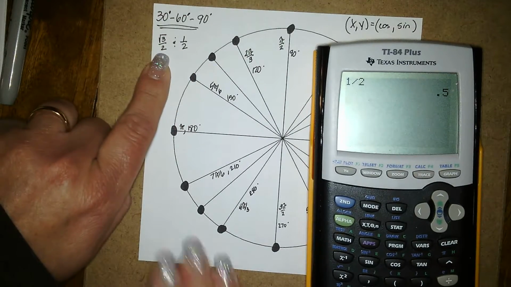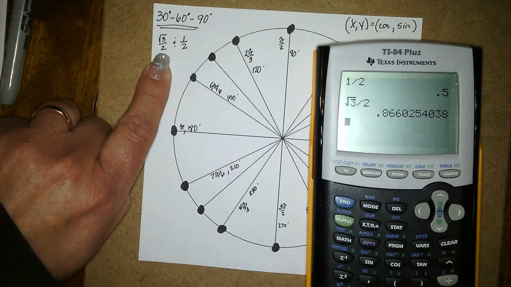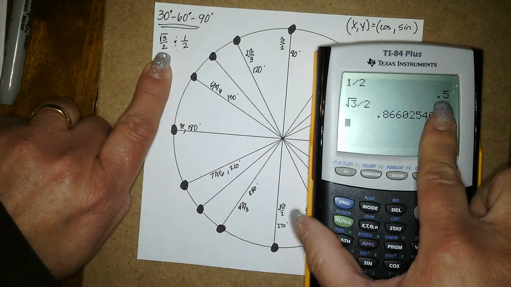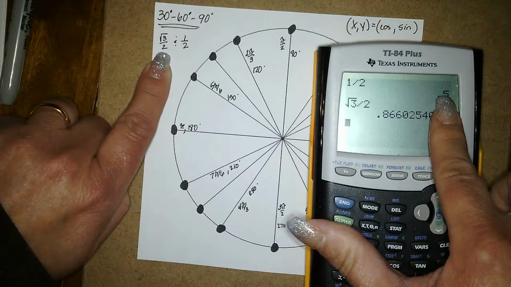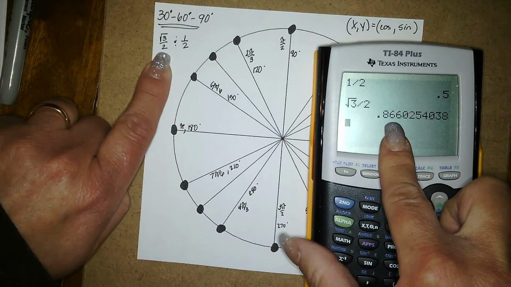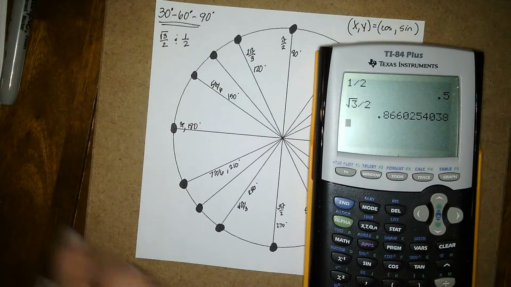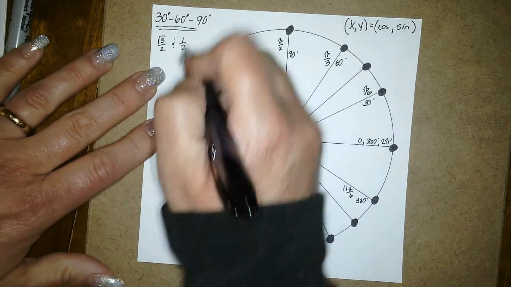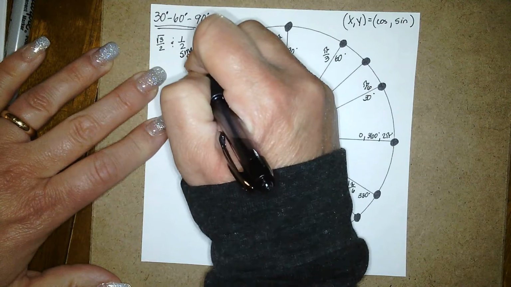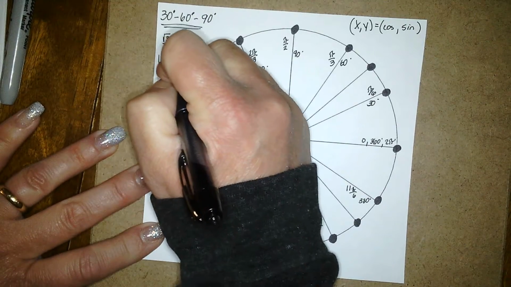If I type in the decimal for root 3 over 2, and I'm trying to figure out what that is as a decimal, root 3 over 2 is 0.866. So between these two decimals, 0.5 and 0.866, which one is biggest? This one is. The root 3 over 2 is the larger one. 1/2 is the smaller decimal. So that means when you build your triangles, 1/2 is going to be the small side. Root 3 over 2 is the longer side.